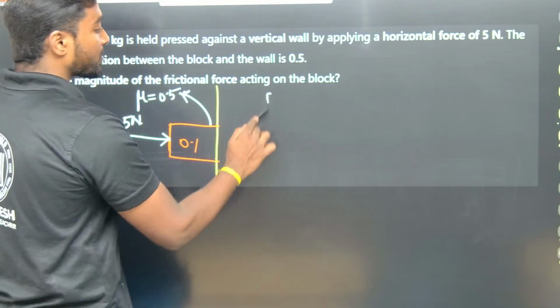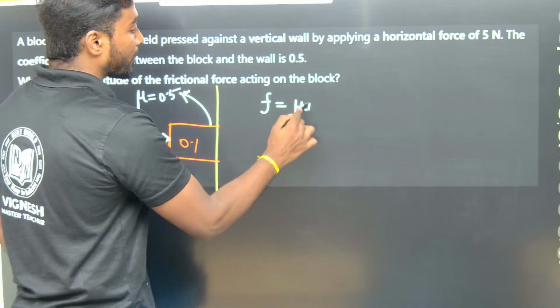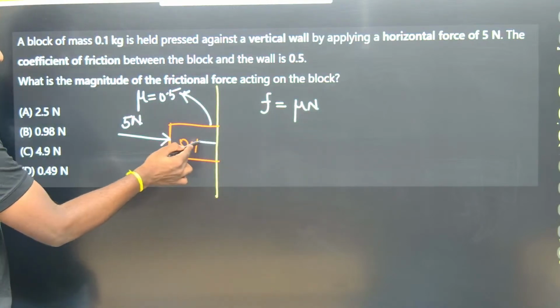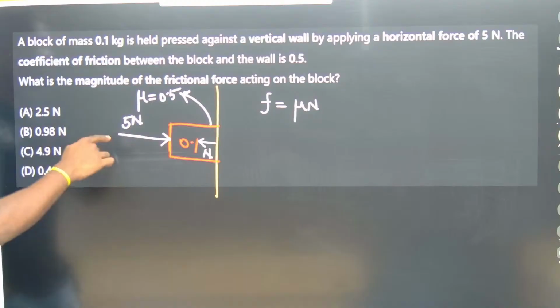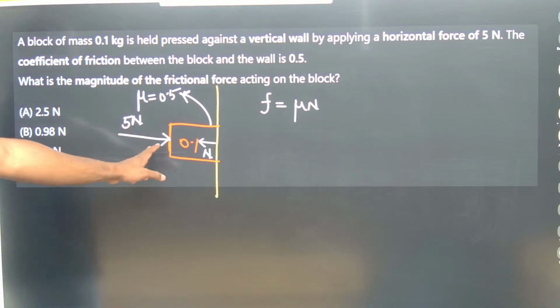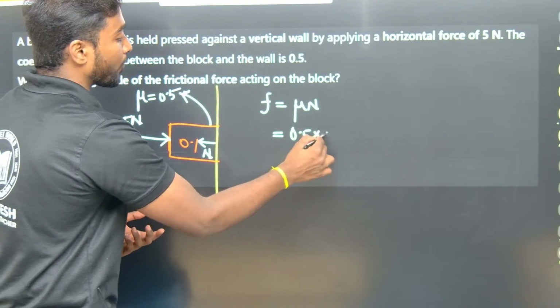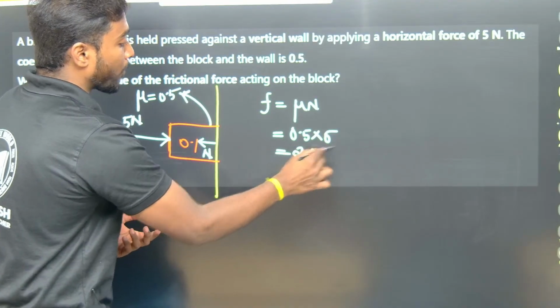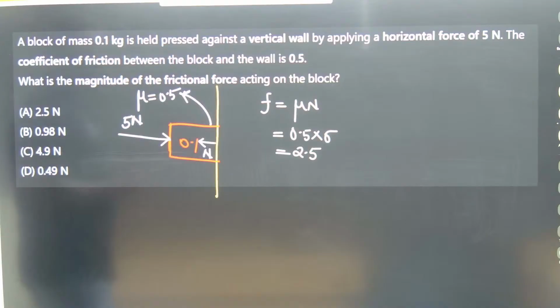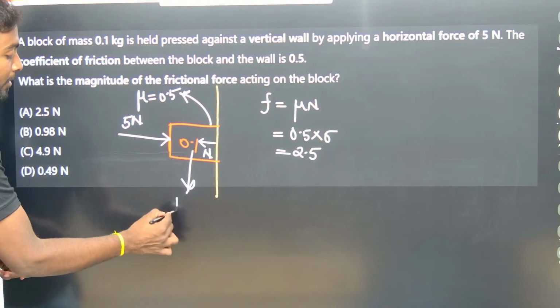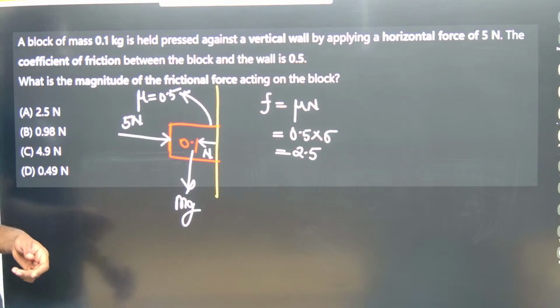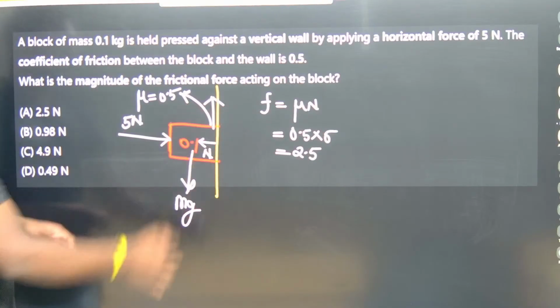Okay, so frictional force formula is mu into n, right? So what is n here? n and the applied force are both equal, no? So I can use n as 5. So it is 0.5 into 5, which is nothing but 2.5. Okay, frictional force 2.5. What about the weight acting? Weight is acting, it is mg, right? So frictional force acts in the opposite direction of the weight.